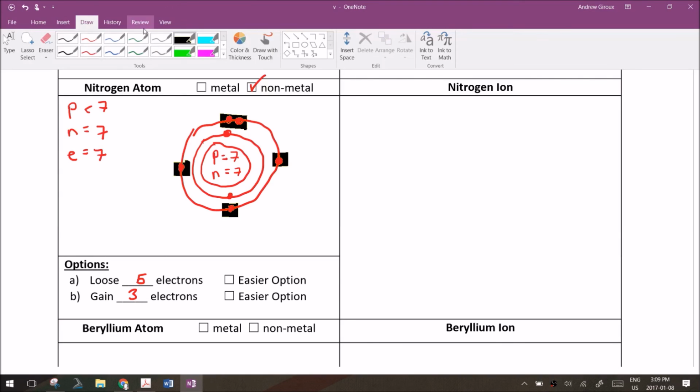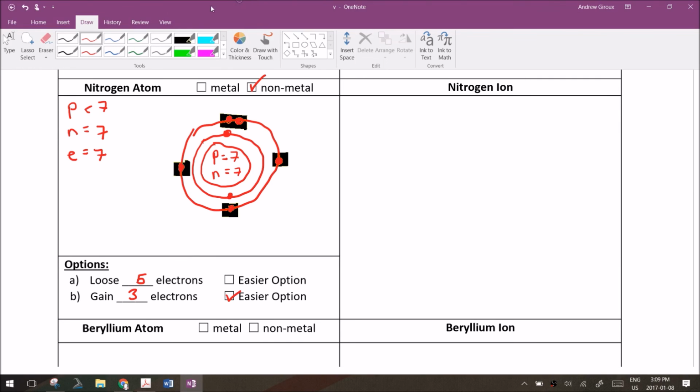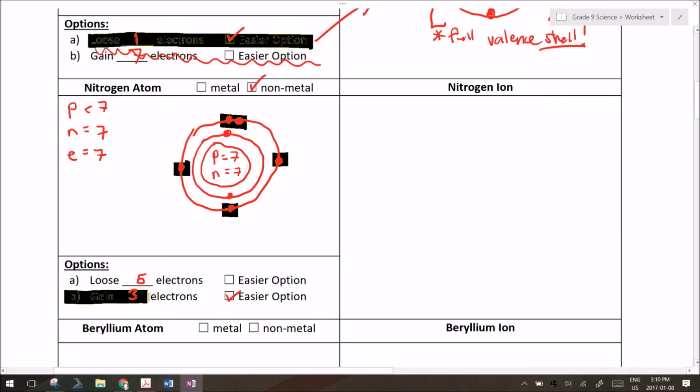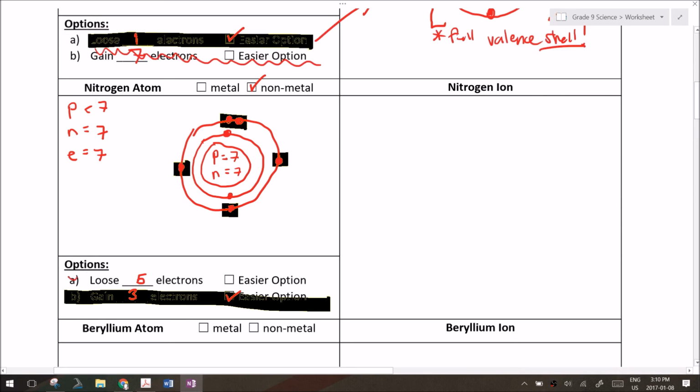Well, it's actually easier to gain 3 than it is to lose 5. So we know that our ion is going to gain 3 electrons. And this option right here requires too much energy, so we're not going to bother with it. Let's draw our ion. Number of protons stays the same. Number of neutrons will stay the same, but our electrons will change.